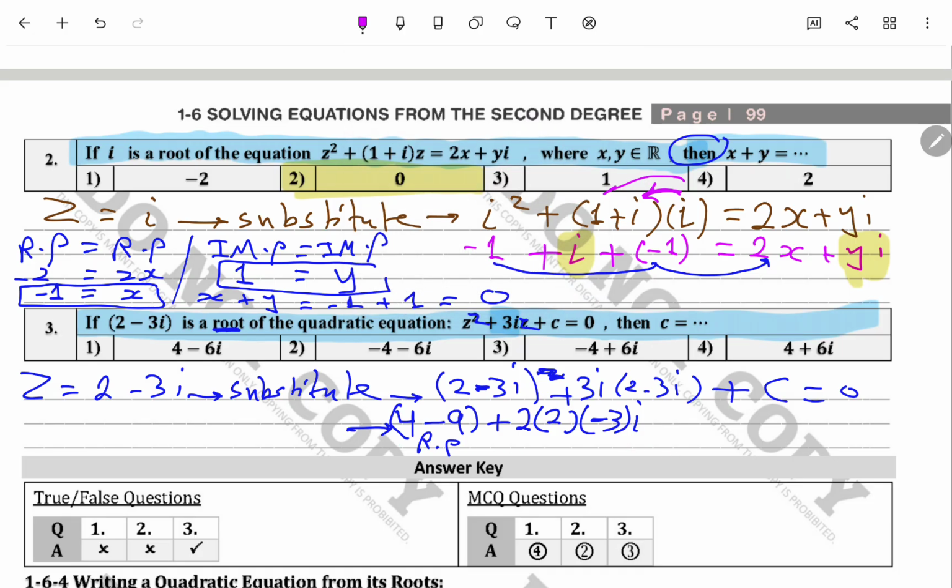Now we are going to expand this bracket. 3i multiplied by the first and by the second gives plus 6i, and then positive times negative is negative: 3 times 3 is 9. i times i is i squared, which is negative 1, so that will change it to positive. Then plus c equals 0.